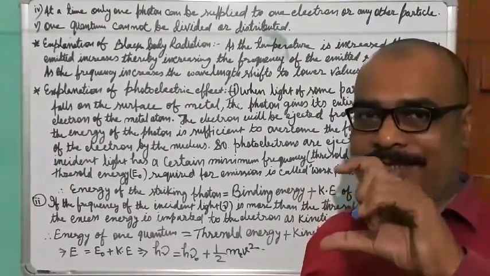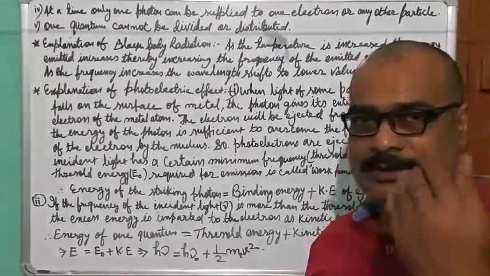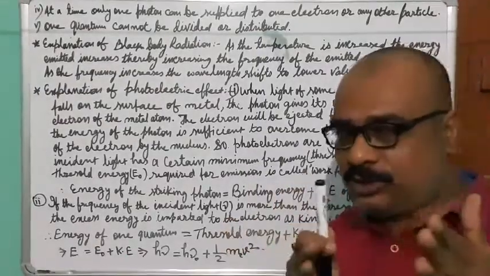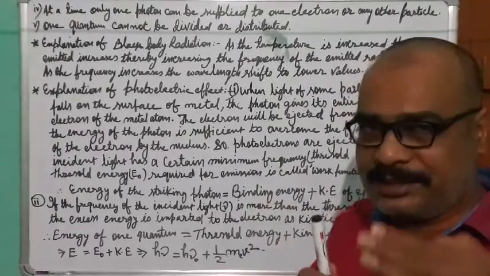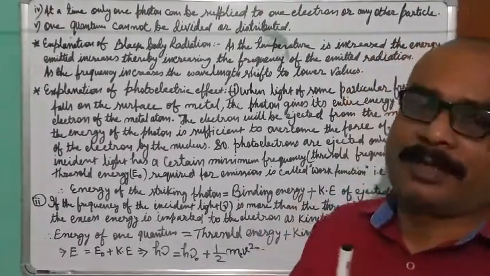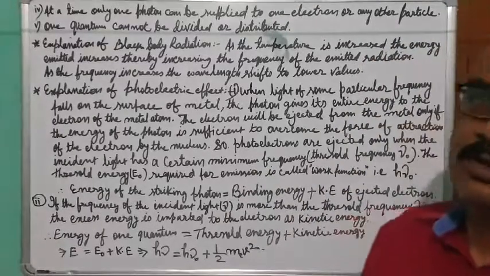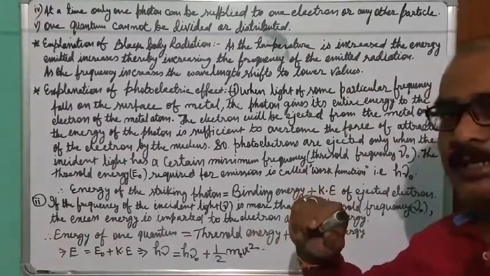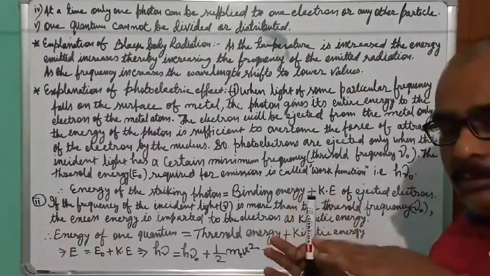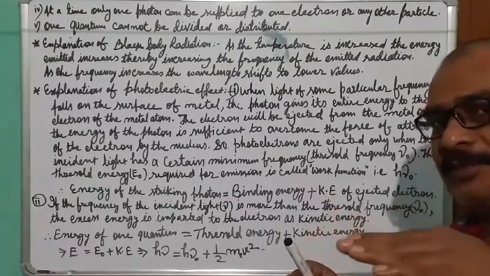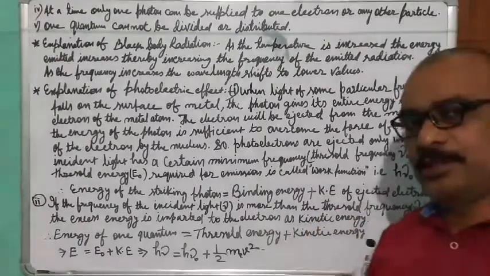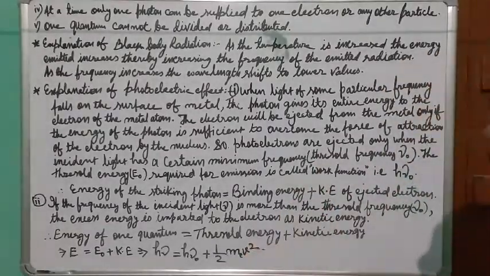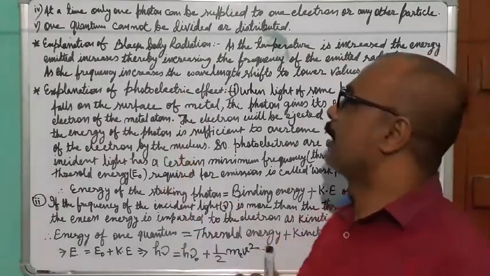So the amount of energy utilized in ejecting the electron is one part. The rest of the energy remaining after ejecting the electron is utilized to produce kinetic energy for the electron, and with that kinetic energy the electron moves from the negative terminal to the positive terminal, and then from the positive terminal it moves into the entire circuit. So this is the case that at one time only one photon can be supplied.